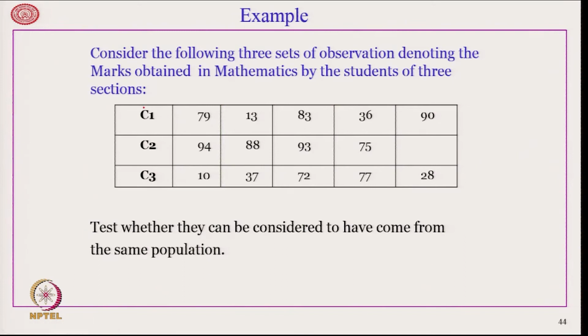Consider a 3 class problem: C1, C2, C3. There are 5 observations from one class, 5 observations from the second class and 4 observations from the third one, and the values given are like this: 79, 13, up to 90. You can see that these are the 14 values given, 5 plus 4 plus 5, coming from the 3 classes. We need to test whether these can be considered to have come from the same population.